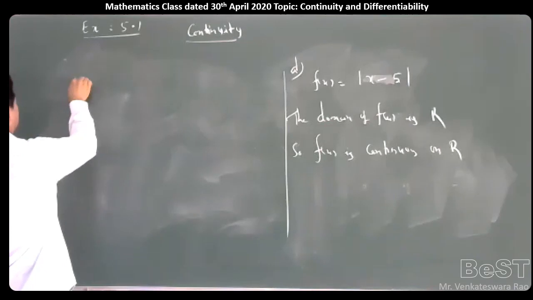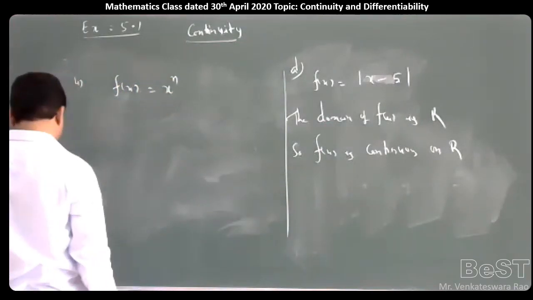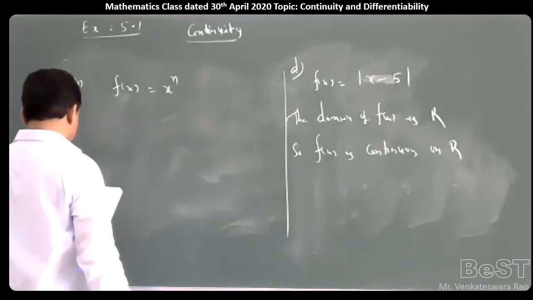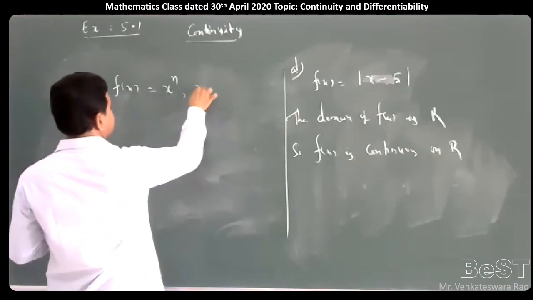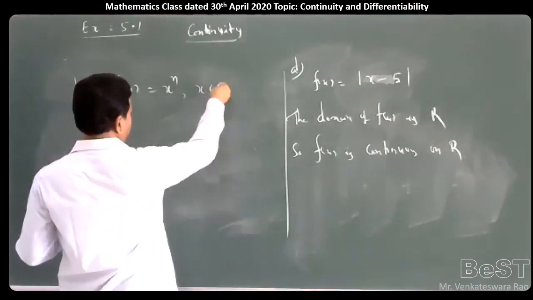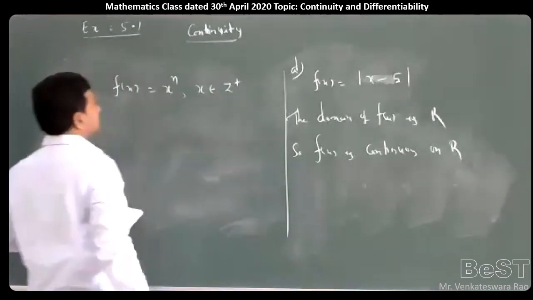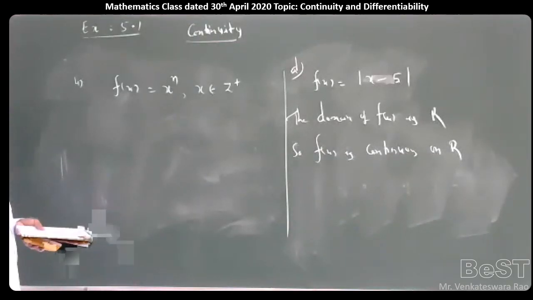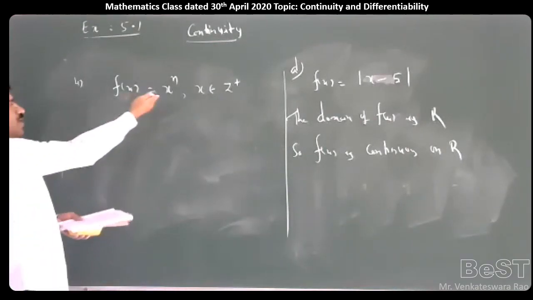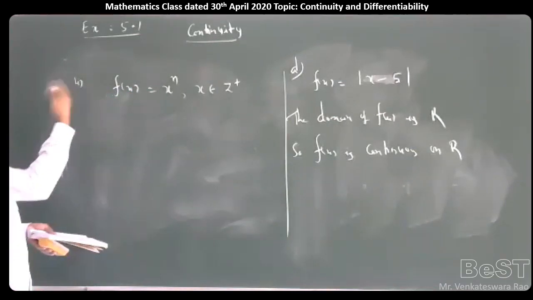Prove that the function f of x is equal to x power n, where n is a positive integer, that means n is in Z plus, is continuous at x is equal to n. So x power n is a polynomial function, it is continuous in its domain R. So it is continuous at x is equal to n.